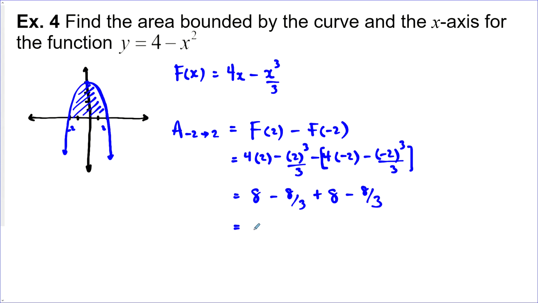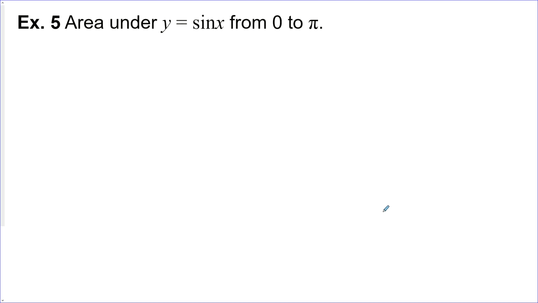So this would be 16 minus 16 thirds, or 16 minus a third of 16, which would give us 2/3 of 16, or 32 over 3 square units. Find the area under y equals sine x from 0 to pi.